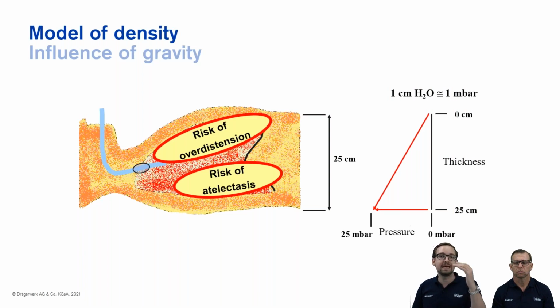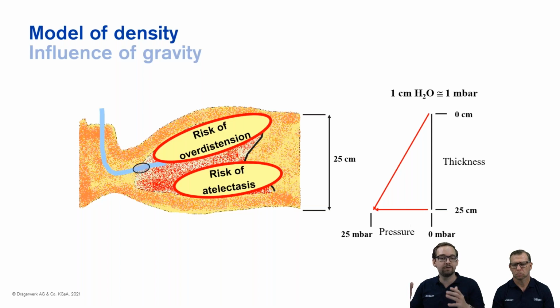So we go from independent to dependent regions within the lung. Independent parts of the lung are more on the ventral side, and the more dorsal you go, you then have the dependent parts of the lung. Just by this gravitational distribution, we have regions inside the chest which are at risk of overdistension and other regions which are at risk of atelectasis.